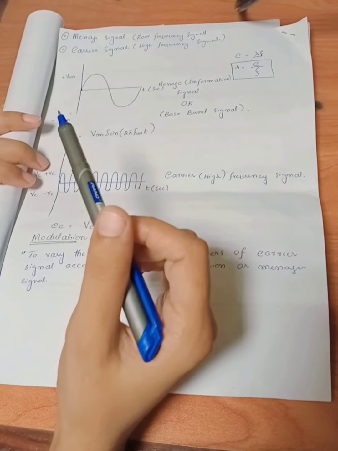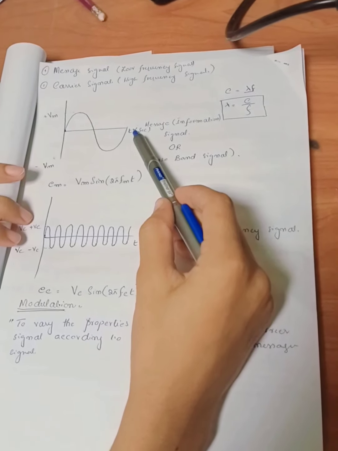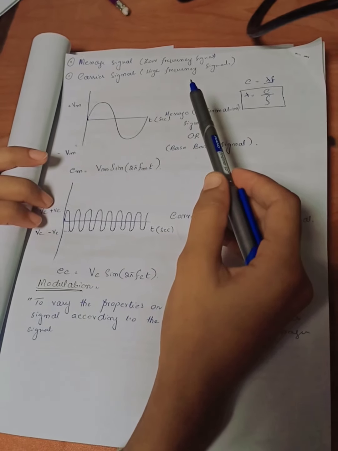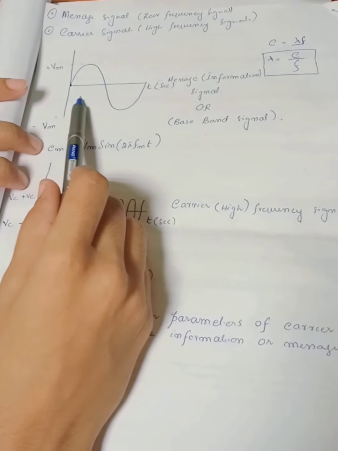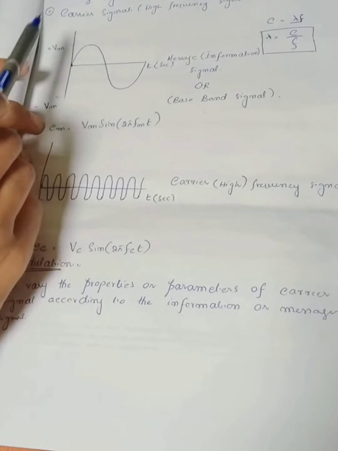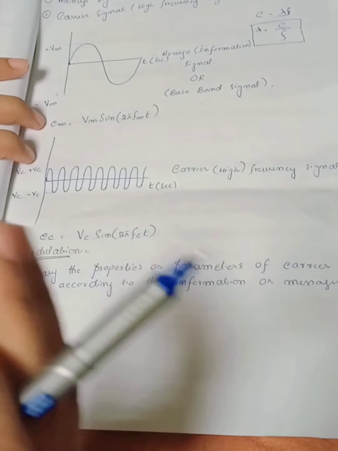So to perform the amplitude modulation, we need two types of signal. First is the message signal, that is also known as the information signal, or we can say it as the baseband signal. We are saying it as the baseband signal because it is actually representing the band of frequencies.